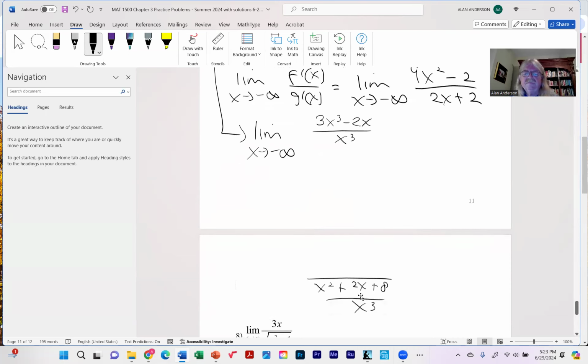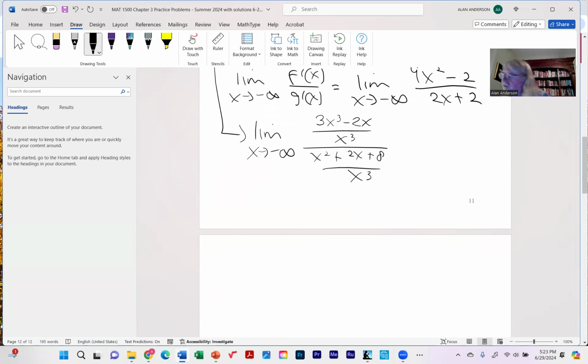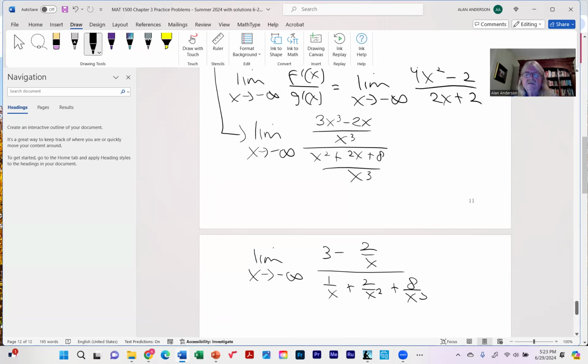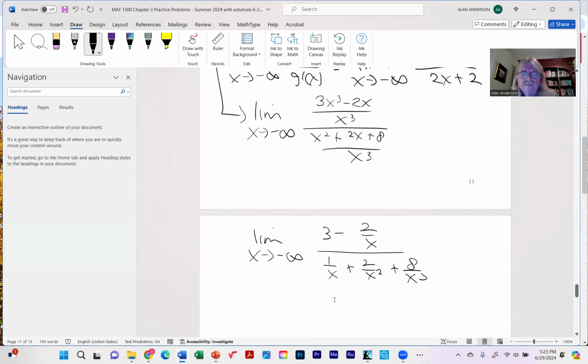So now make sure it's the highest exponent. So I'm going to be left with, in the numerator, 3 minus 2 over x divided by 1 over x plus 2 over x squared plus 8 over x cubed. So, let's see. No, that didn't work either, did it?